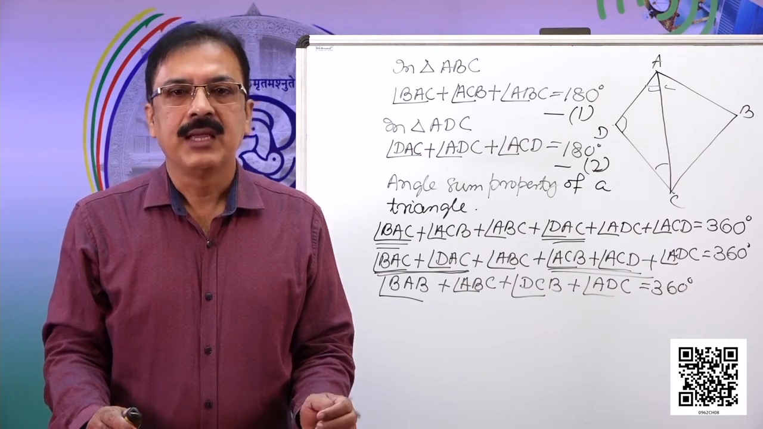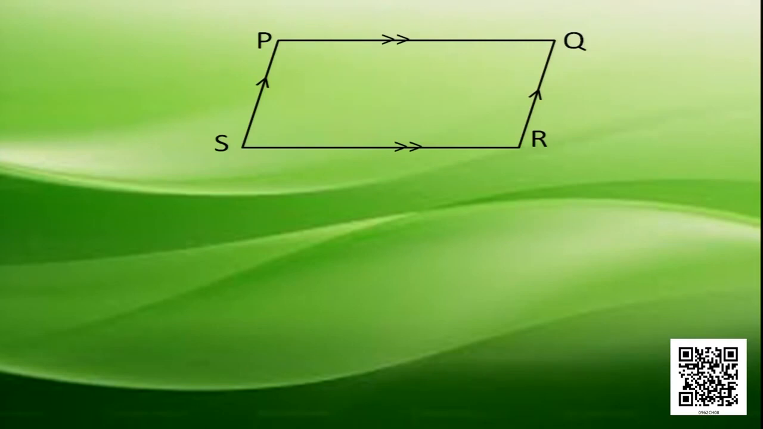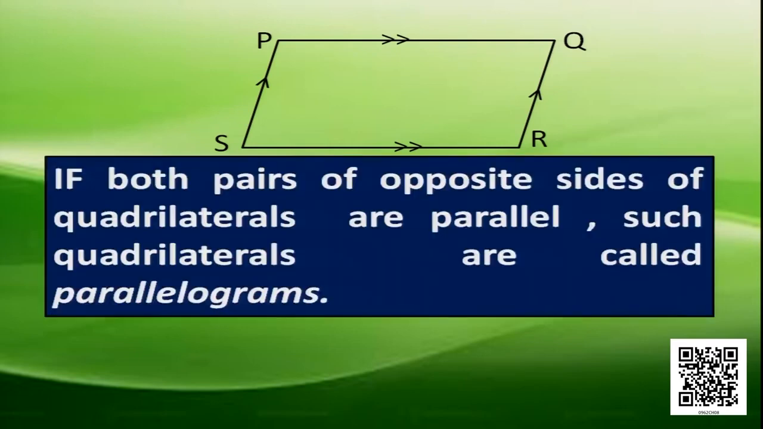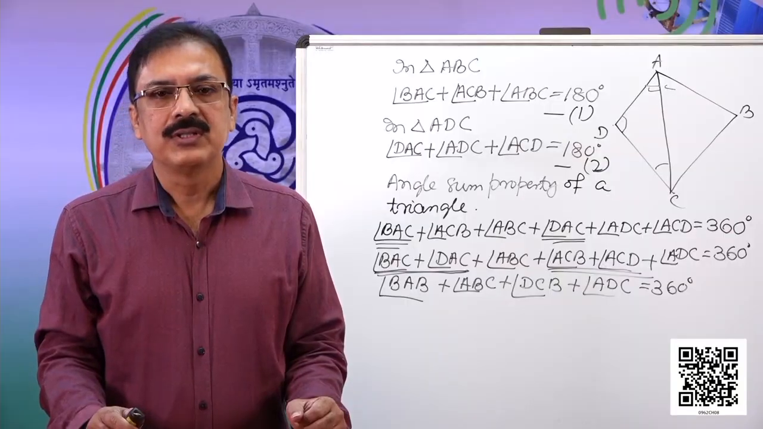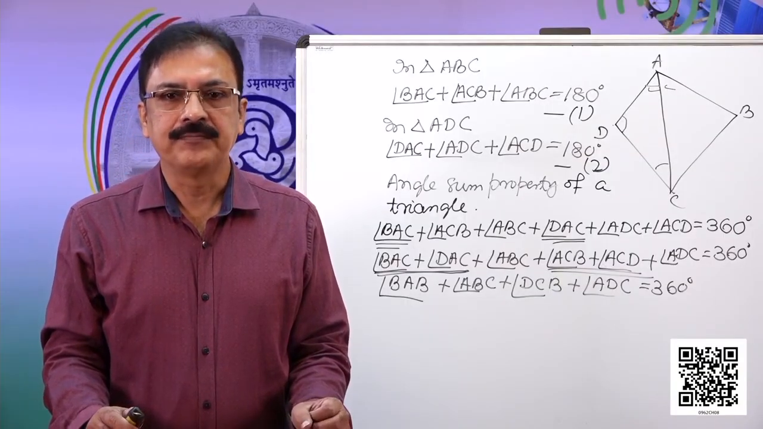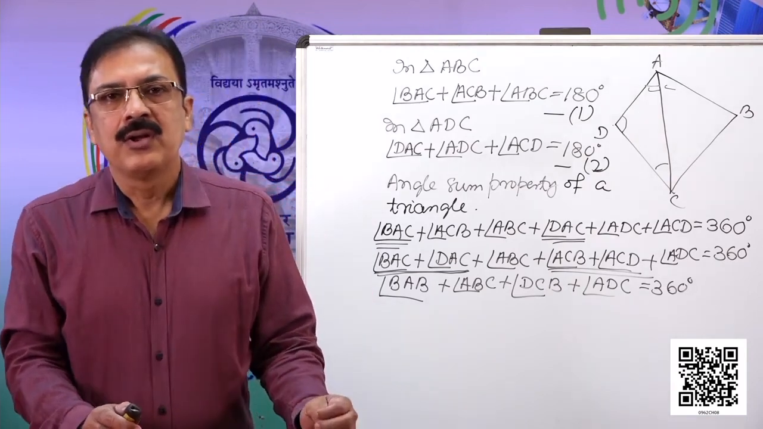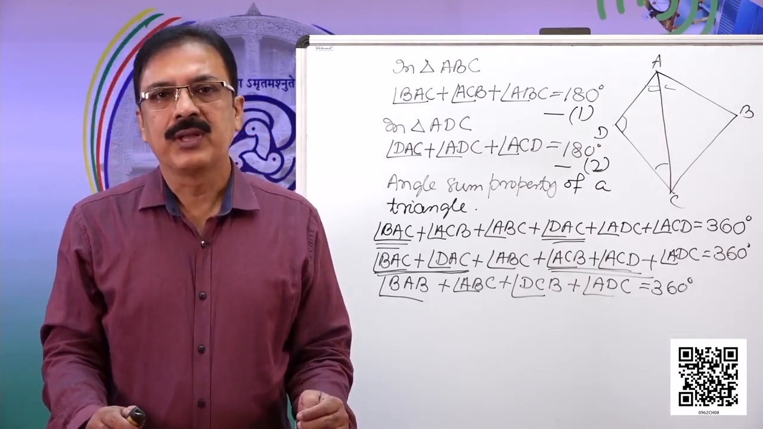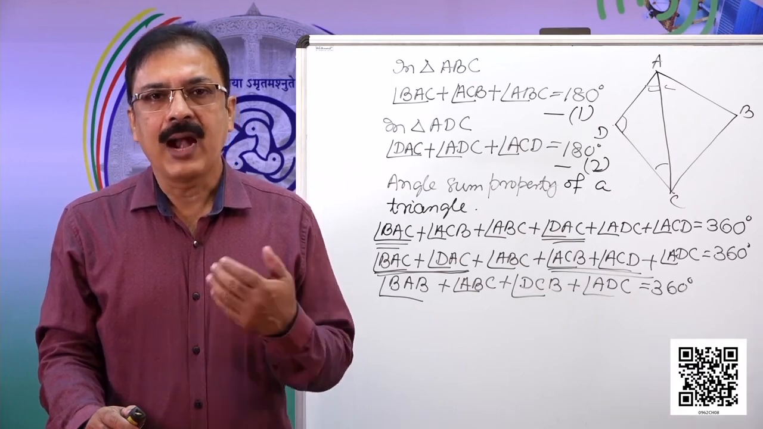Now you see, in this figure we have PQ and SR parallel and PS and QR parallel. So if both pairs of opposite sides of a quadrilateral are parallel, such quadrilaterals are called parallelograms. So in this figure, as PQ and SR are parallel and PS and QR are parallel, this is a parallelogram. Now in this parallelogram we can have some added properties.